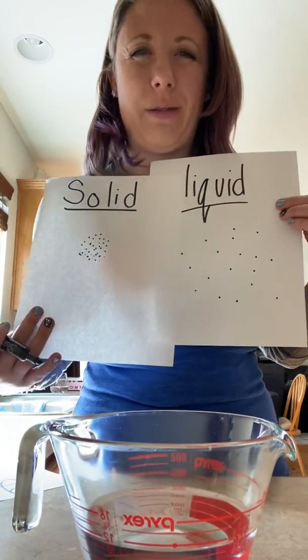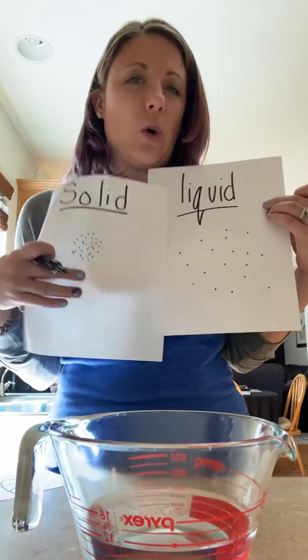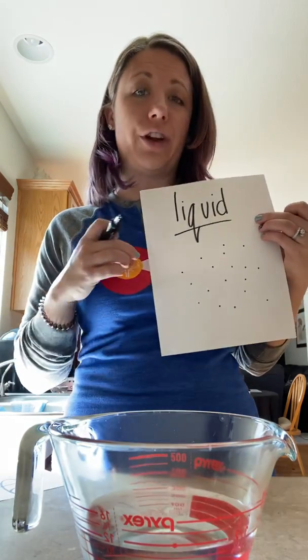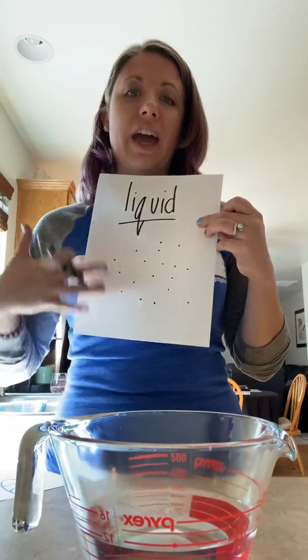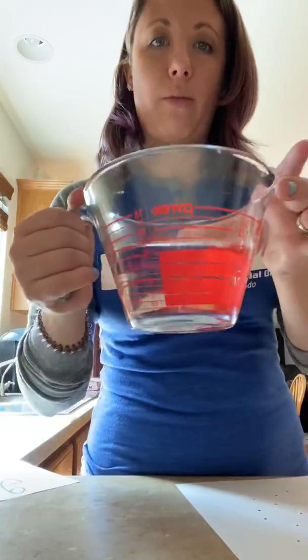I think these words are a little backwards, but that's okay. So my solid is really tight, cold molecules really tight together so they hold their shape, where liquid has more energy, and so it's able to move a bit more freely.